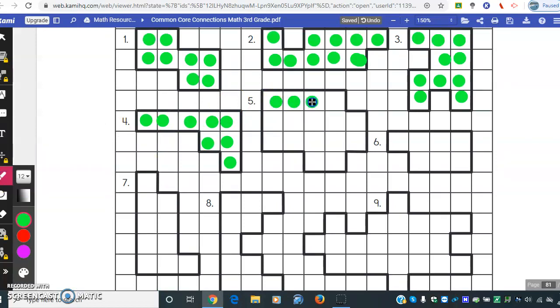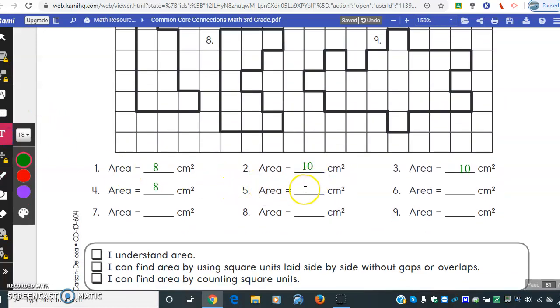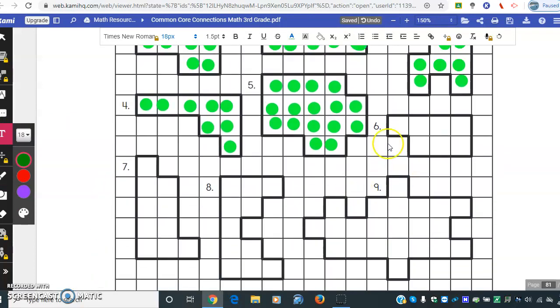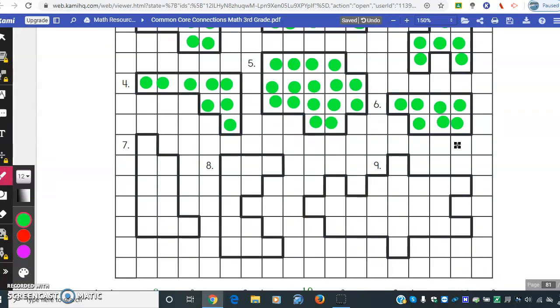1, 2, 3, 4, 5, 6, 7, 8, 9, 10, 11, 12, 13, 14, 15, 16. And again, just making sure you're putting the answers in the right place. All right. 6. 1, 2, 3, 4, 5, 6, 7.